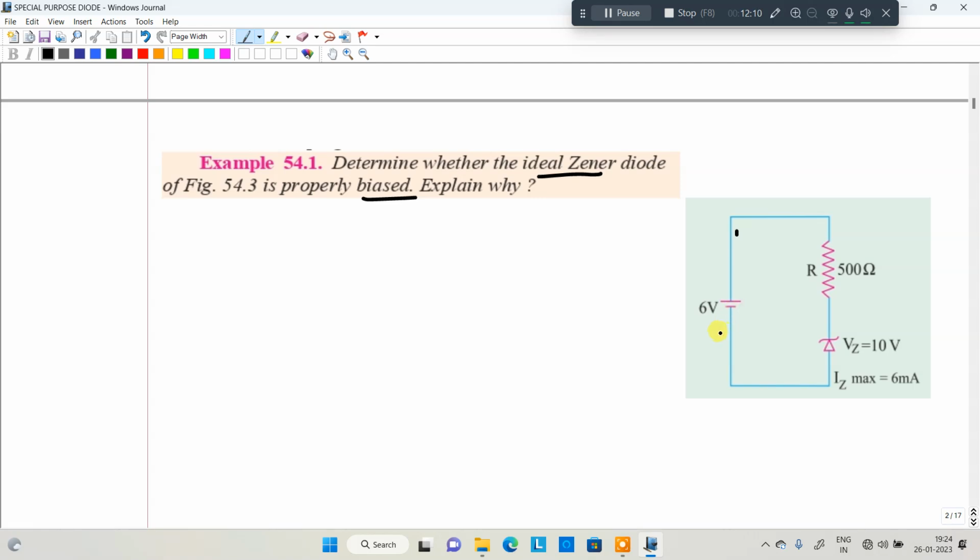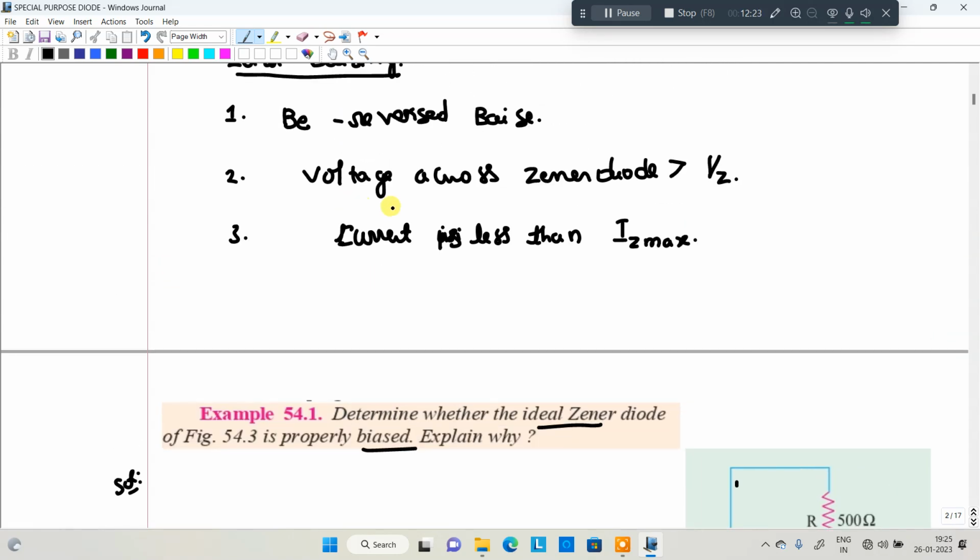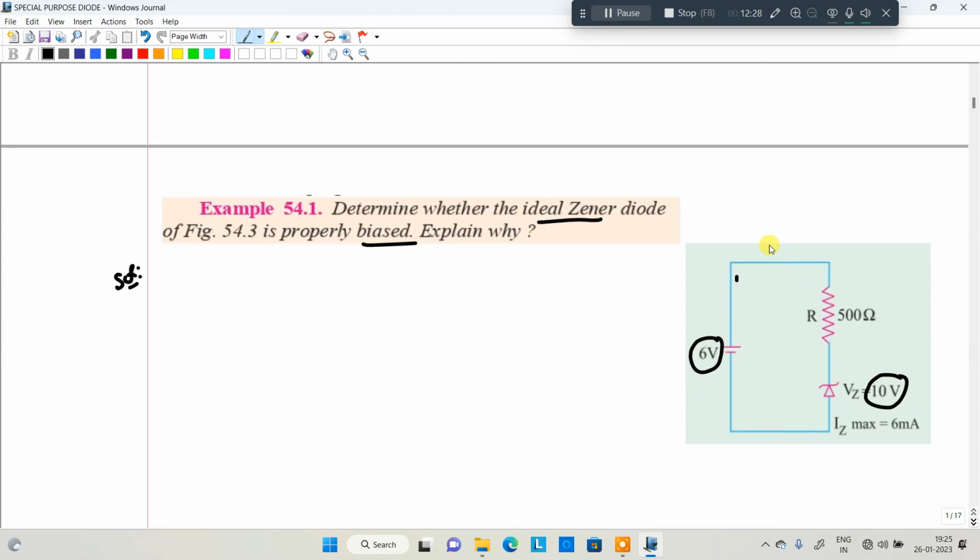See, in this particular case 6 volt is the input. You should understand 6 volt as an input. The Zener voltage is 10 volt. To be properly biased, I gave the three conditions here. The voltage across the Zener diode should be greater than Vz. So here the Zener voltage is 10 volt, but the voltage you are applying across this Zener diode is less than 10 volt. That means Vz value is less than the V input.